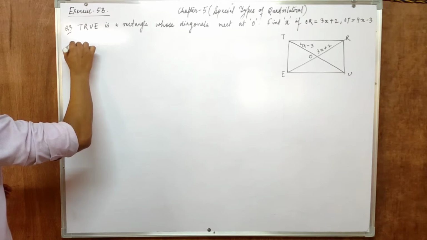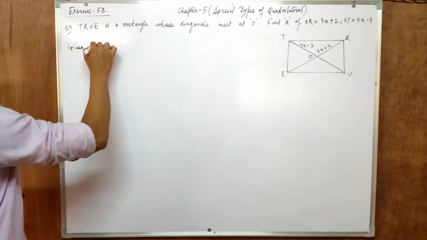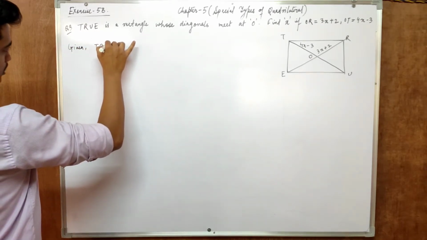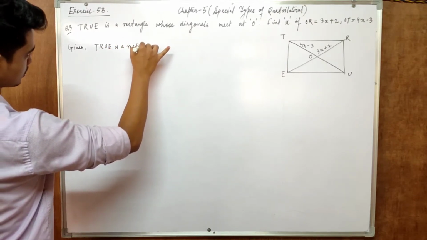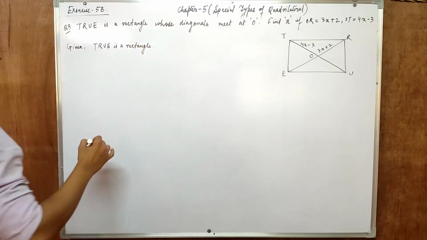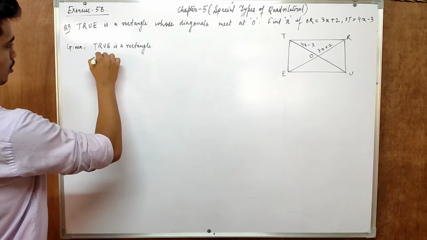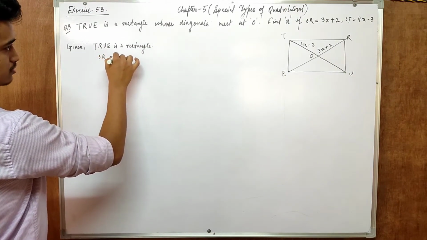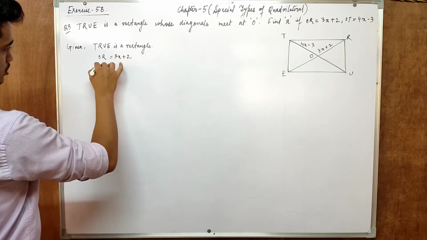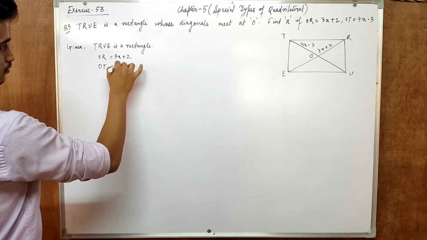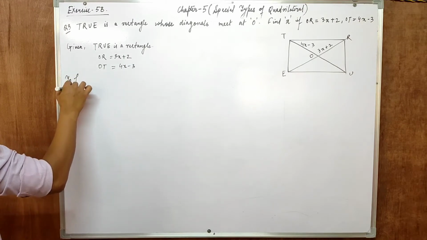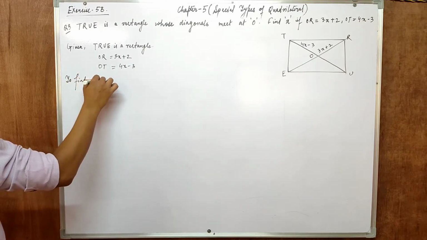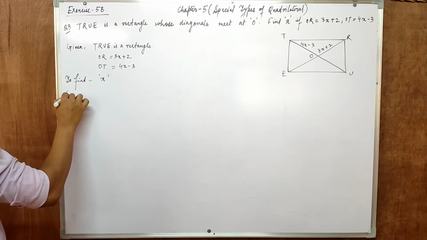So first of all, what is given? TRUE is a rectangle. Then OR equal to 3x plus 2 and OT equal to 4x minus 3. That is given. To find x. Solution.